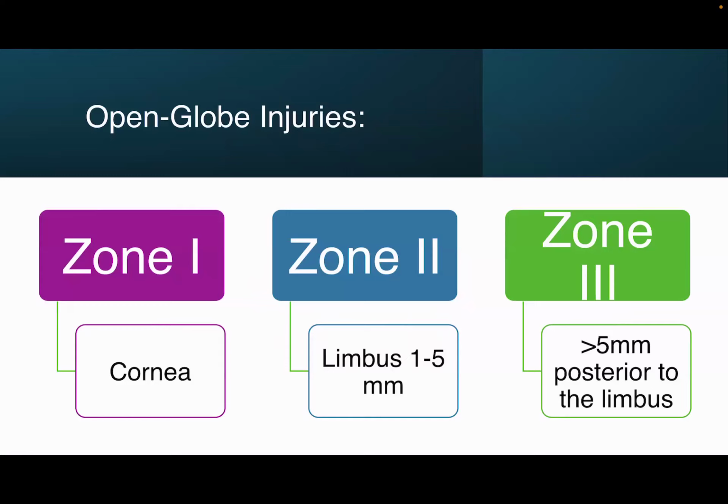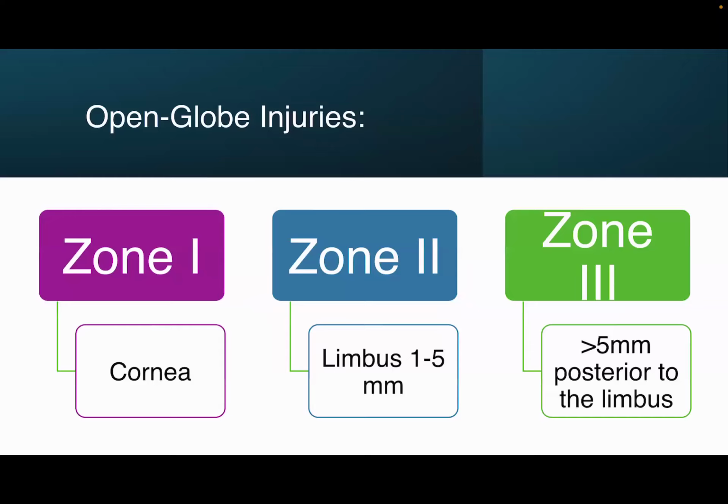Hopefully, we have covered the important subjects in closed globe injury. We can now start with open globe injuries. Again, classification: zone 1, 2, and 3.